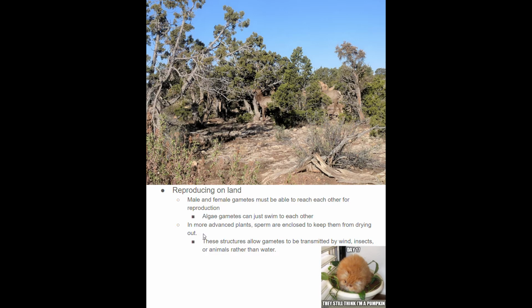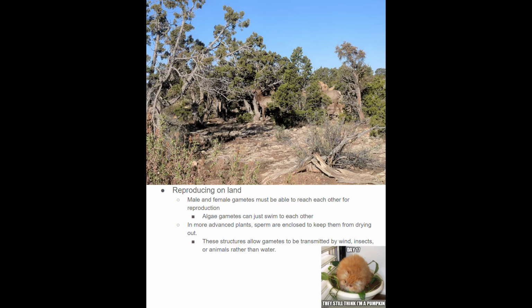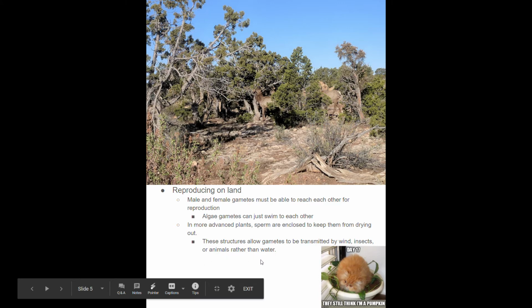So in more advanced plants, other than algae and a handful of weird plants, sperm are enclosed to keep them from drying out. So they're enclosed in pollen, they're enclosed in some sort of a cell set. So these structures allow gametes to be transmitted by wind, insects, animals, rather than water. So instead of just swimming around to find another gamete, they can easily do this through wind, insects, what have you, the bumblebees, right?